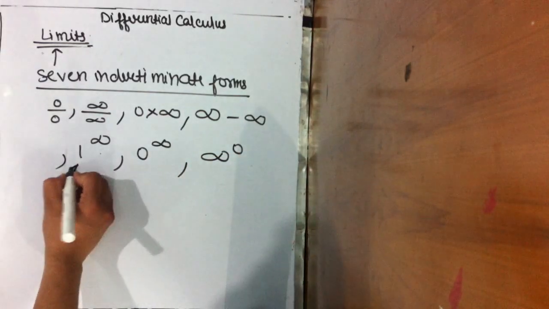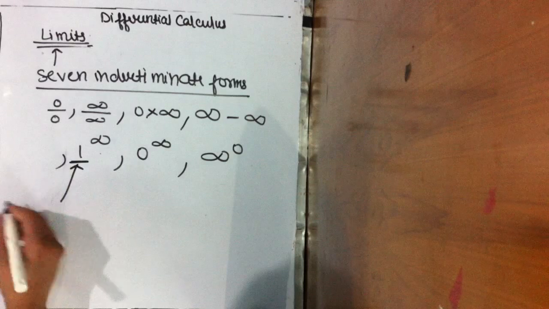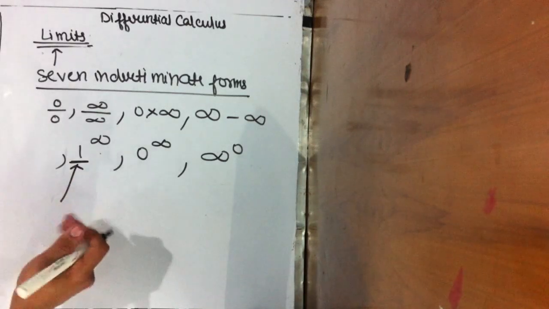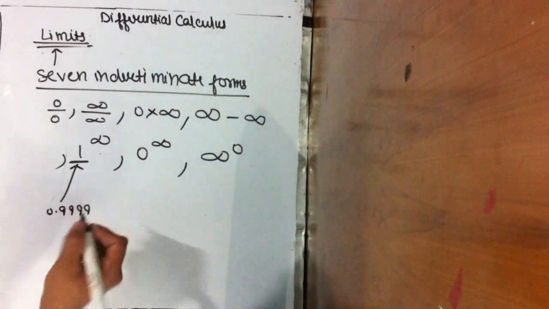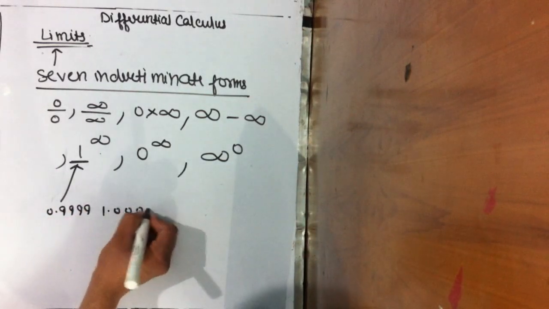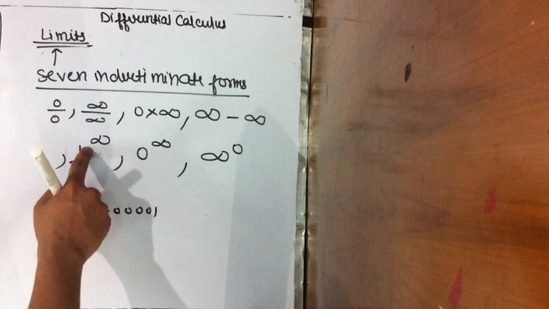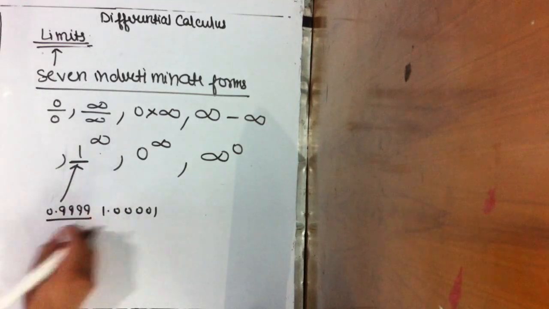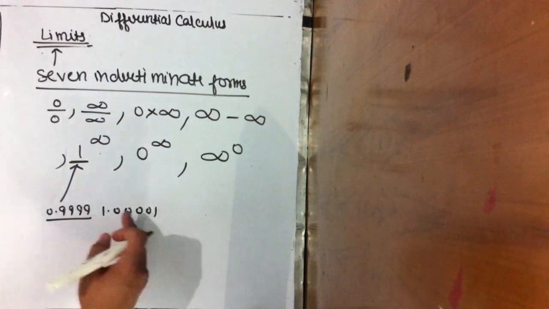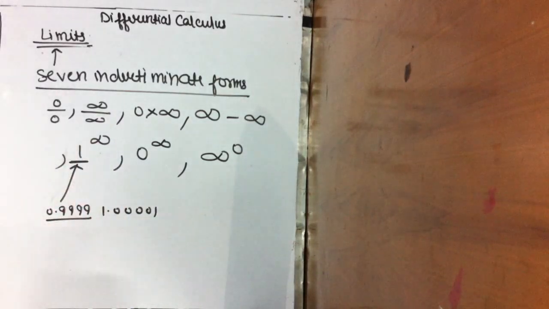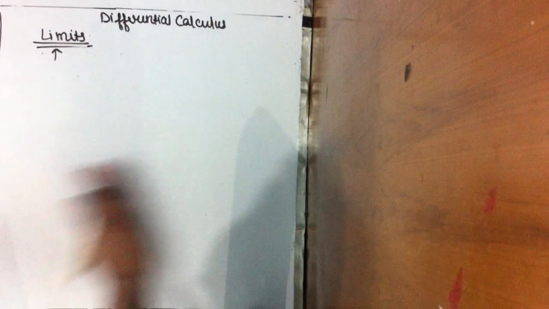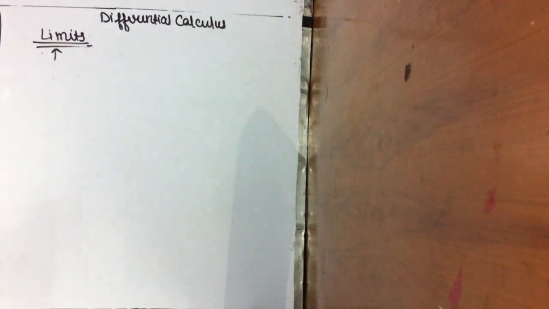Now here, this one is approaching, that is, it is towards 1. That is, either this one is 0.999 or you can say 1.00001. This is not the exact one. This is either slightly less than 1 or it is greater than 1. Otherwise, our result must be 1 only. So these are the 7 indeterminate forms that may occur while evaluating limits.